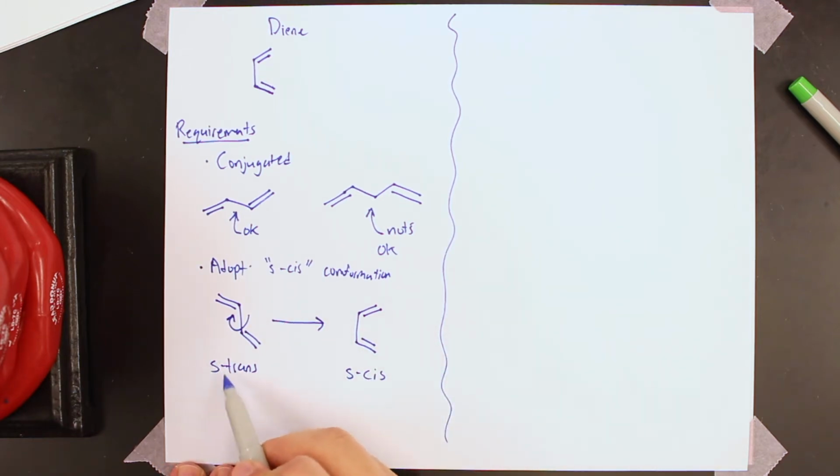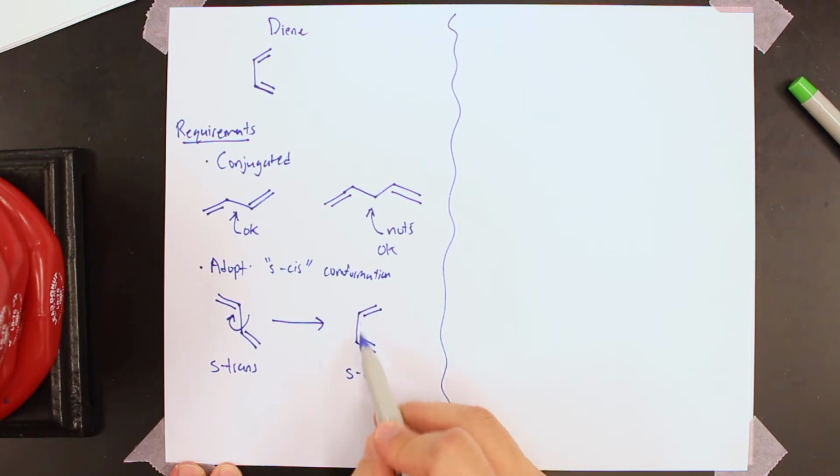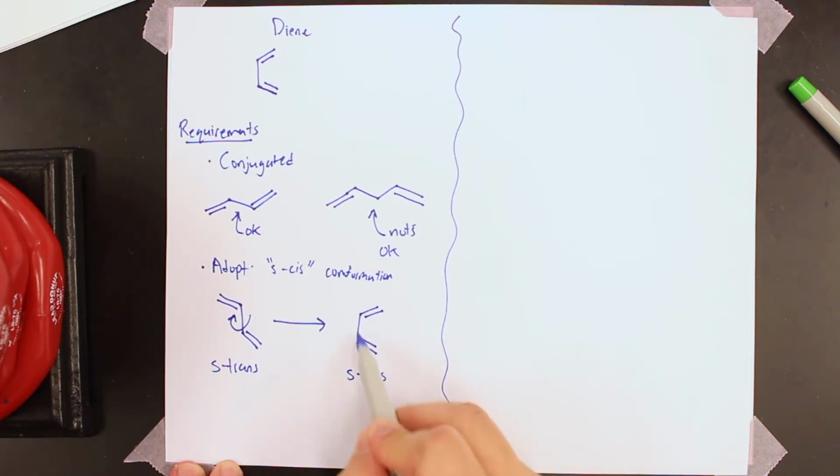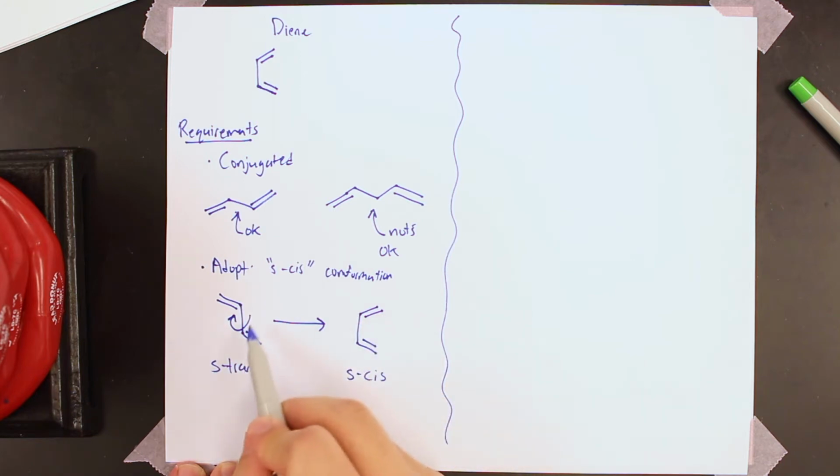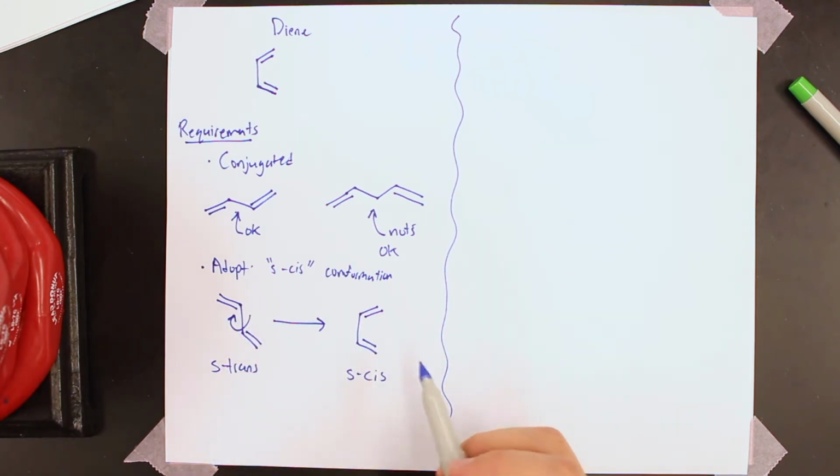So S refers to the sigma bond. So here, the double bonds are trans on the sigma bond. They're on opposite sides of this single bond. But here, in the S-cis conformation, the double bonds are on the same side of this single bond. So this conformation needs to be adopted for this reaction to work.